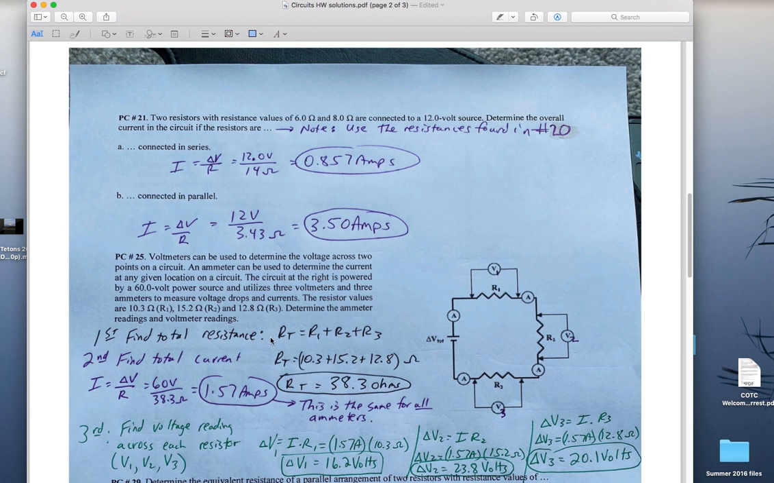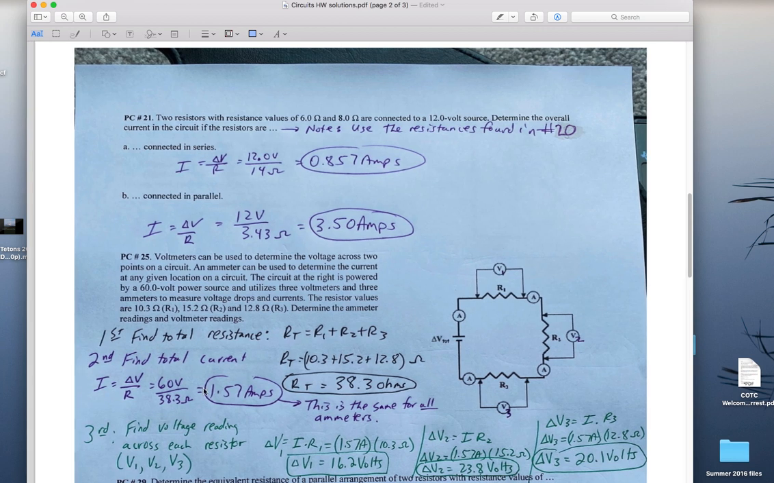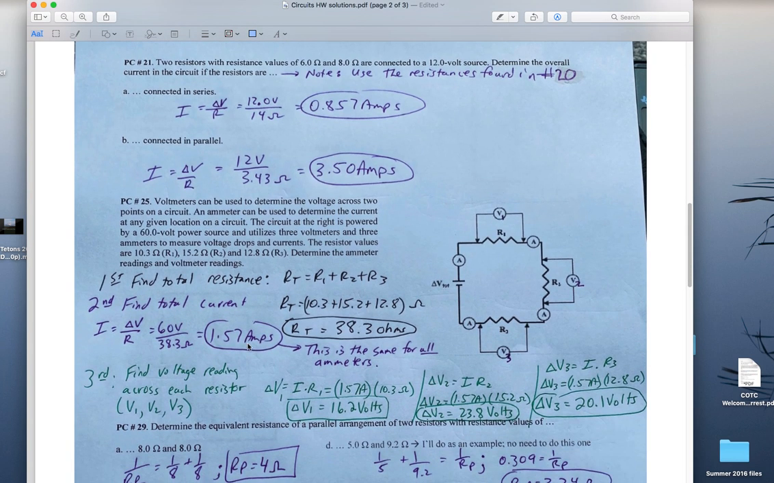First thing I always do when solving for a circuit is find the total resistance. In a series circuit, I just add up the resistors. That's 38.3 ohms. To get the total current, you take the total voltage divided by the total resistance. That gives me 1.57 amps. So that's the same for all the ammeters.